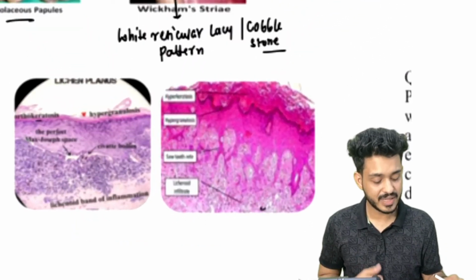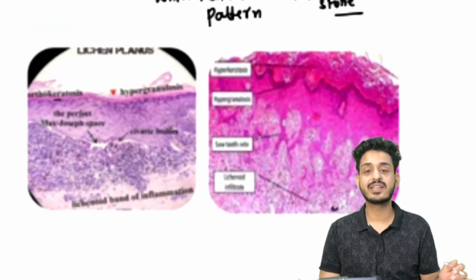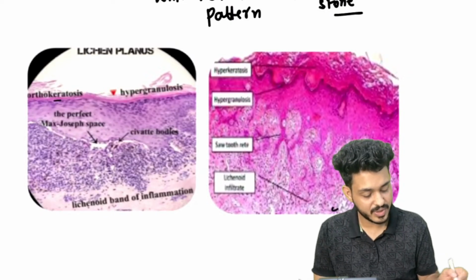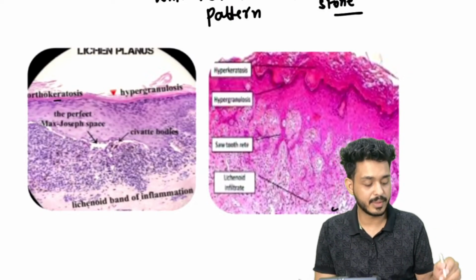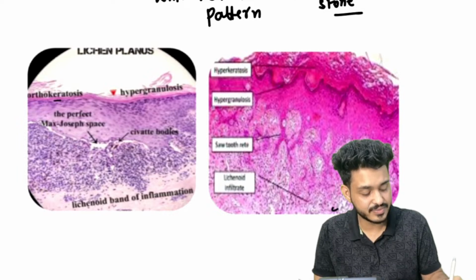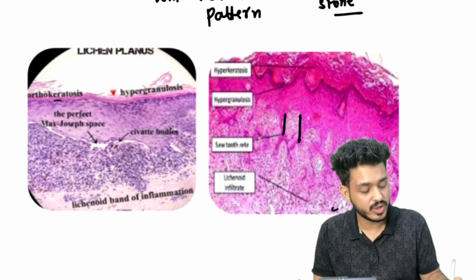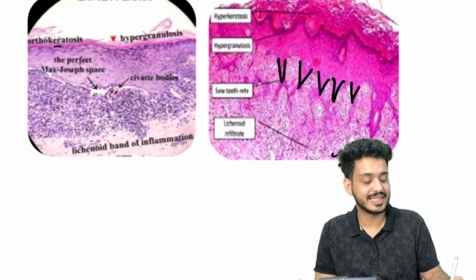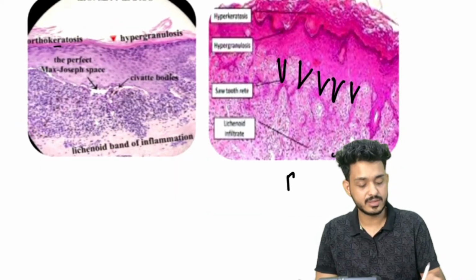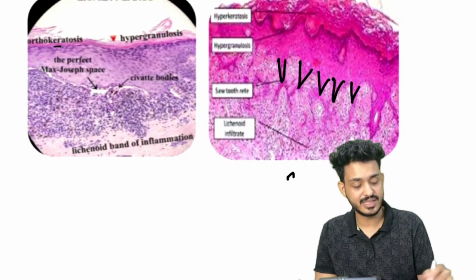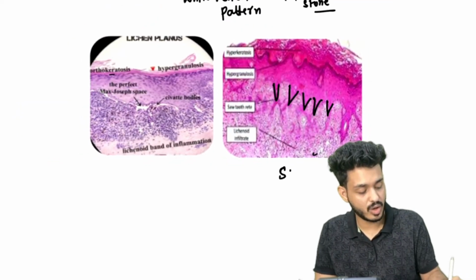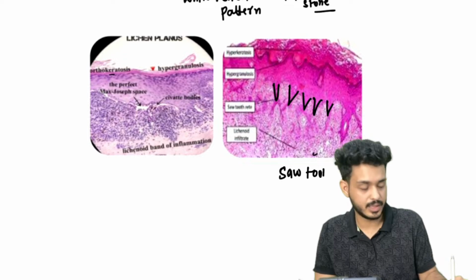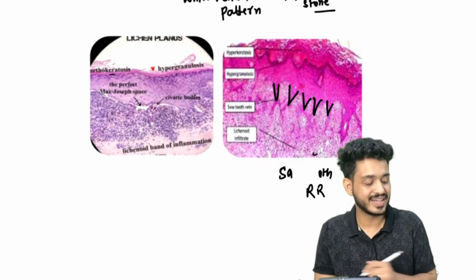Apart from that, what are the histopathological things that you have to remember? Here the patient will have two things you have to remember, first about the rete ridges. What shape of rete ridges will you be finding? You will be finding this type of rete ridges. These are known as sawtooth rete ridges.